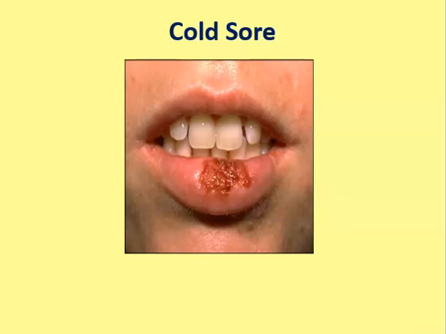Okay, so the first one is a cold sore. Some of these images may not be nice to look at, but you do need to be aware of the impact of these pathogens, or sometimes not pathogens if it's a non-communicable disease. So cold sore, please write in the communicable or non-communicable column.